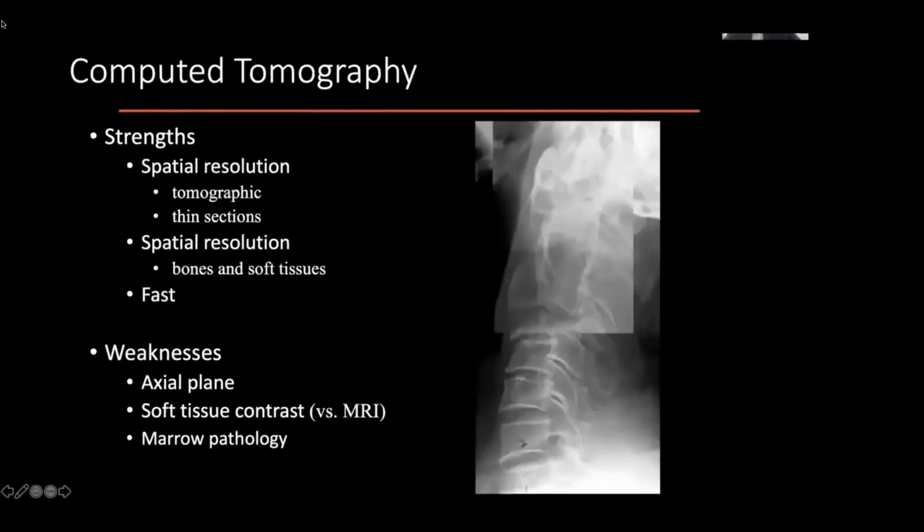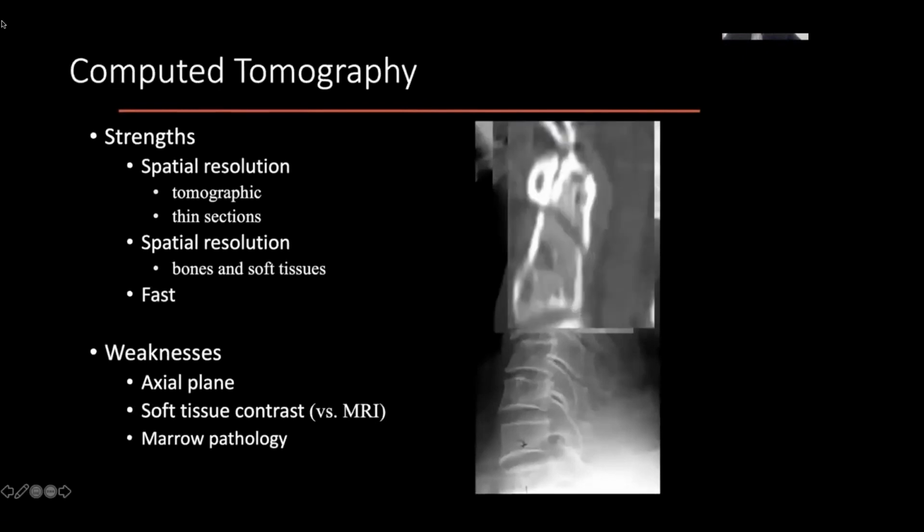So CT, obviously, you start off with a plain film, and you now are able to not get a single superimposed image. You have a tomographic representation across a single plane with multiple slices, and this is a high spatial resolution. Spatial resolution is a term we use in radiology to say that you're able to depict very small structures. And you're able to see bone particularly well, particularly cortical bone. Soft tissue not as well, but certainly better than you would see on a plain film.